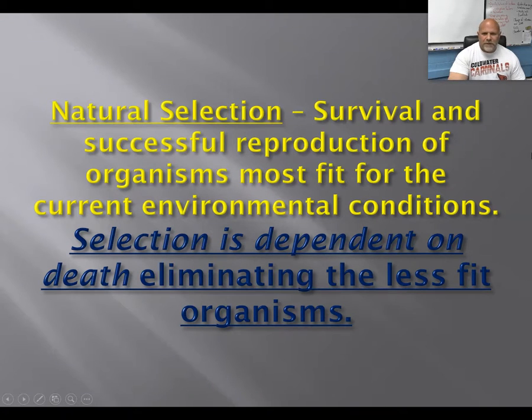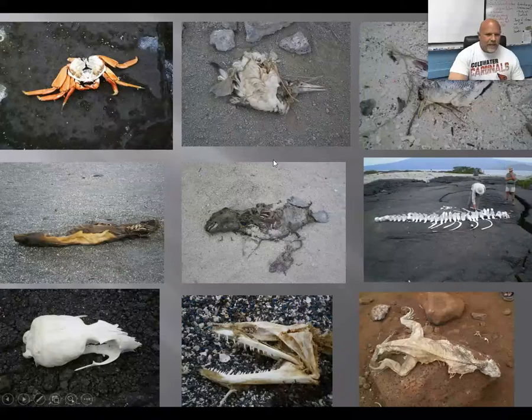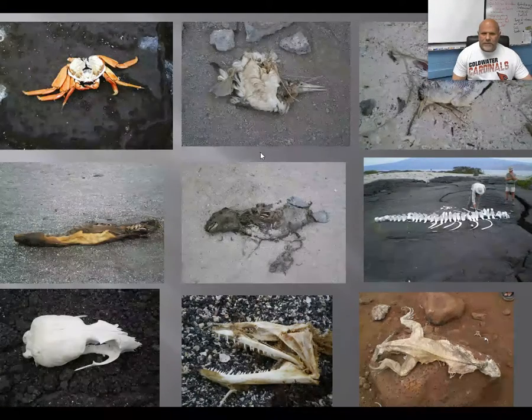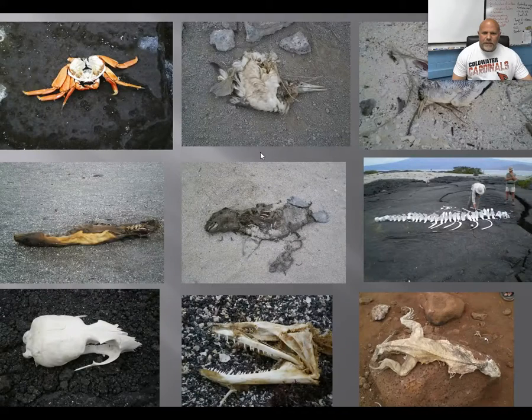So basically, if you wanted to define it, it's survival and successful reproduction of organisms that are best fit to the environment. The thing it counts on is death. You have to have a lot of death in order for natural selection to work. If all the individuals are being successful, natural selection won't work. That's why we don't see very much natural selection in humans anymore, because we have so many other mechanisms to help us survive that we really don't have a lot of factors that are killing us off.